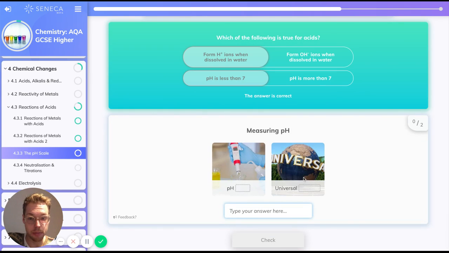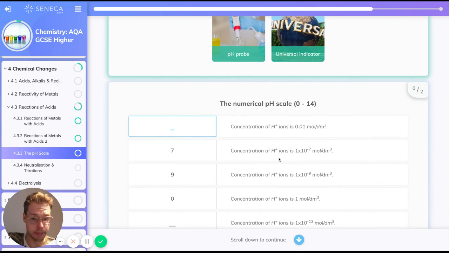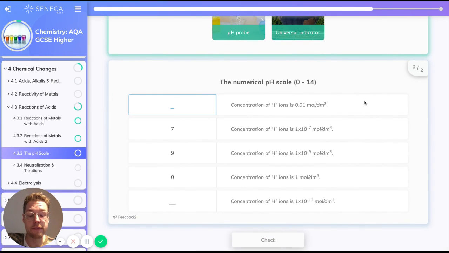So two important facts about acids. They form H plus ions when dissolved in water, and the pH is less than 7, not more than 7. What's more than 7? An alkali. Perfect. Now, do we remember the two ways to measure pH? We've got our probe, and we have our universal indicator. Those are the two. Which one is more accurate? It's the pH probe.